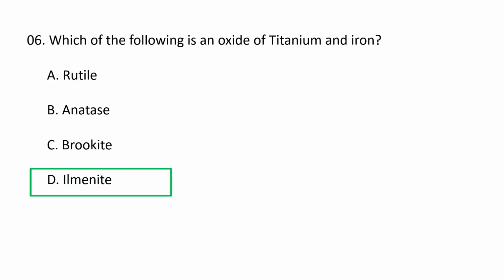Ilmenite is a weakly magnetic, iron-black or steel-gray mineral that is an oxide of titanium and iron with the formula FeTiO3. It is the primary ore of titanium, commonly used to produce titanium oxide for pigments, plastics, and paint as well as titanium metal.